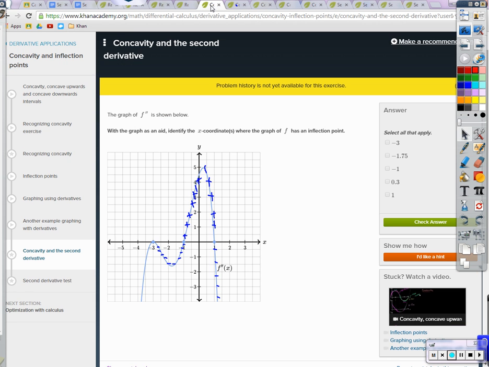What's that? Yeah, so that was 1 and negative 1. 1 and negative 1 are points of inflection. Those are the x values of points of inflection. To find the y value of the point of inflection, you have to have the original function.